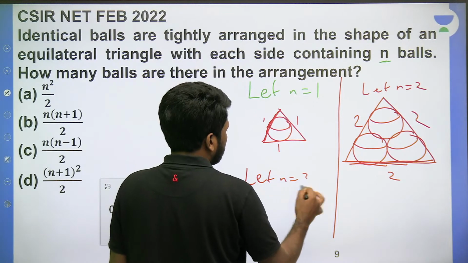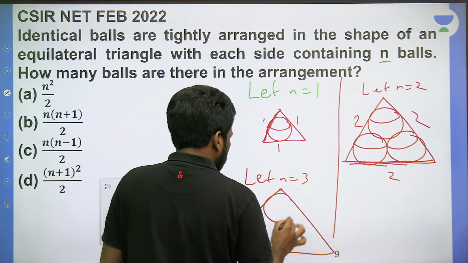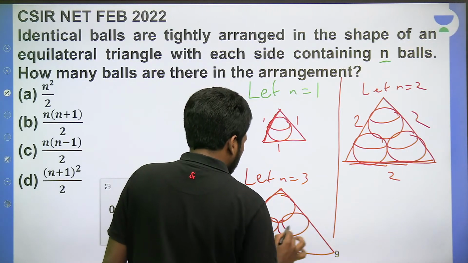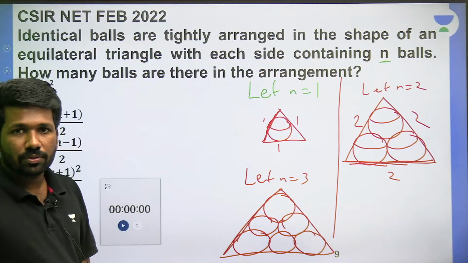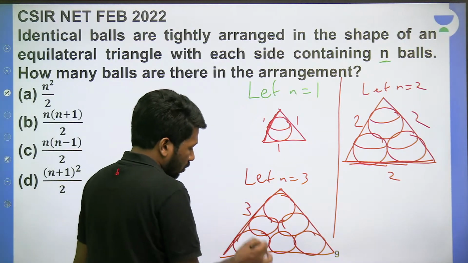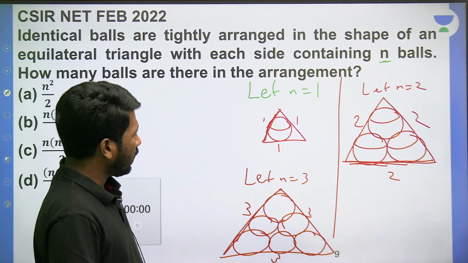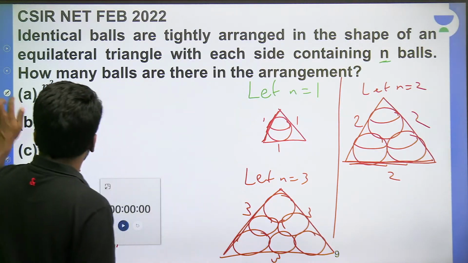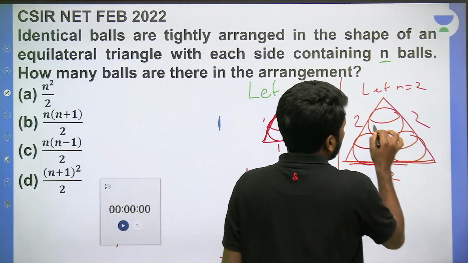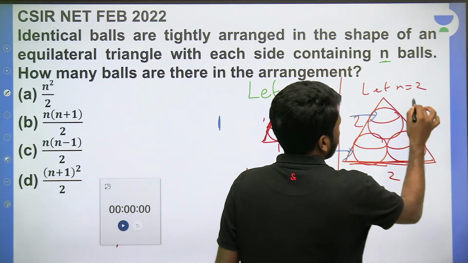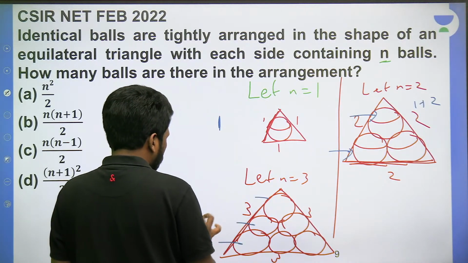Now n equals 3. Let n equal 3, then what will be the situation? n equals 3 means one row, second row, and the third row. 3 rows. Here 3 balls, 3 balls, 3 balls. So now let us see the pattern, what is happening. Here one ball only, 1 plus nothing. Here first row 1 ball, second row 2 balls, 1 plus 2. Here first row, second row, third row, that is 1 plus 2 plus 3.